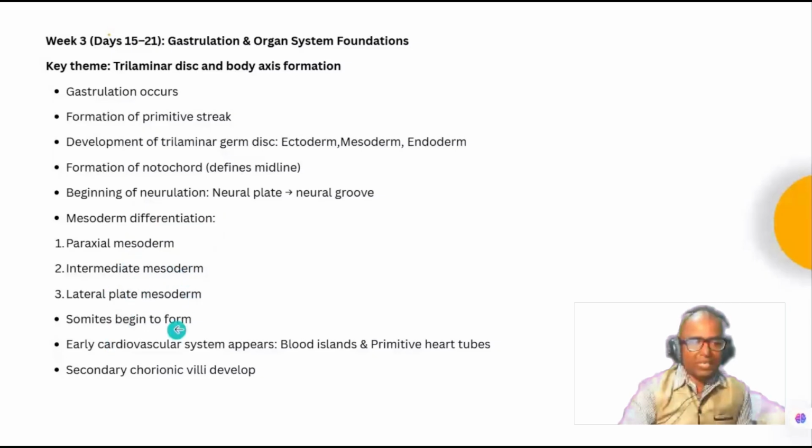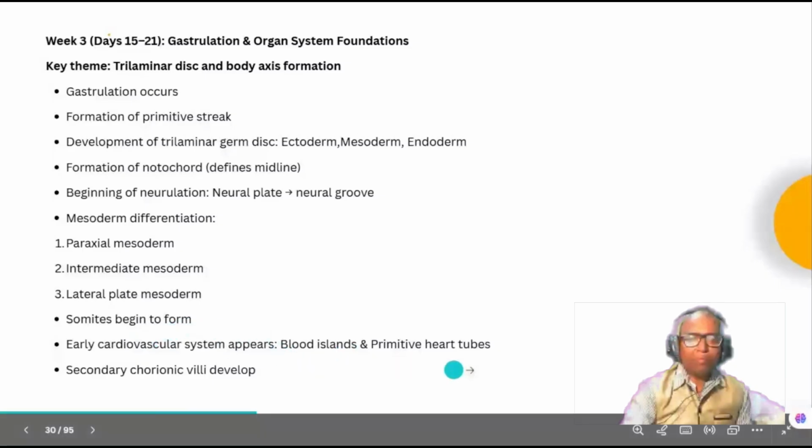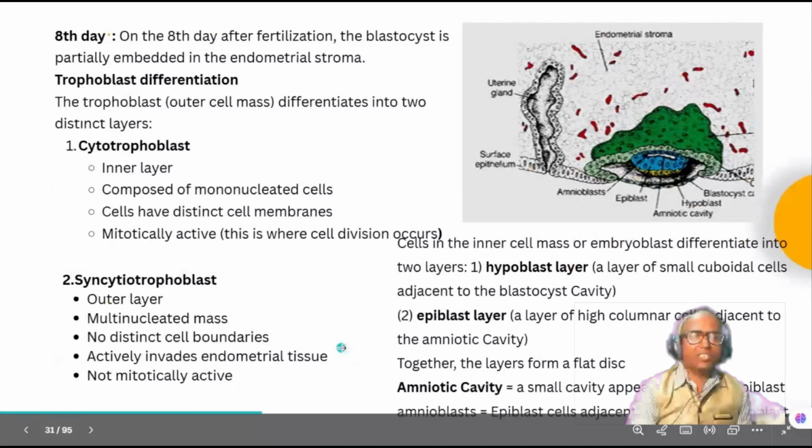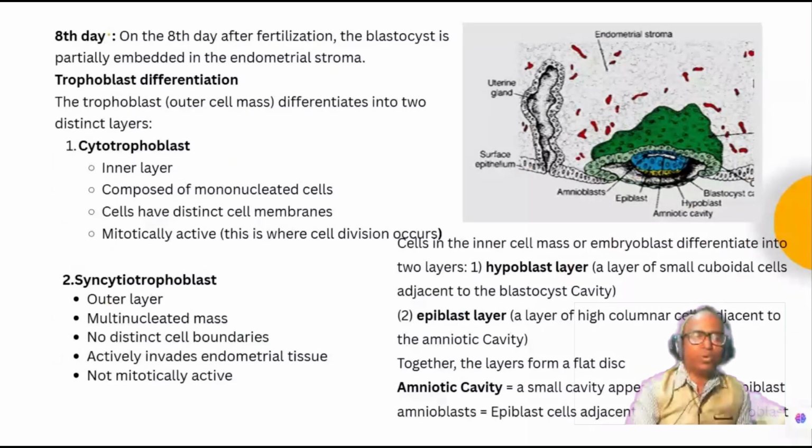Then somites will begin to form. An early cardiovascular system develops, the blood islands and the primitive heart tubes, and the secondary chorionic villi will develop. Okay, so these are the changes which are happening in the second and third week. So first we will go into the details of the second week of development, then we will go into the details of the third week of the development. So highlights of the second week, we have just mentioned what happens. Now let us see how this happens.